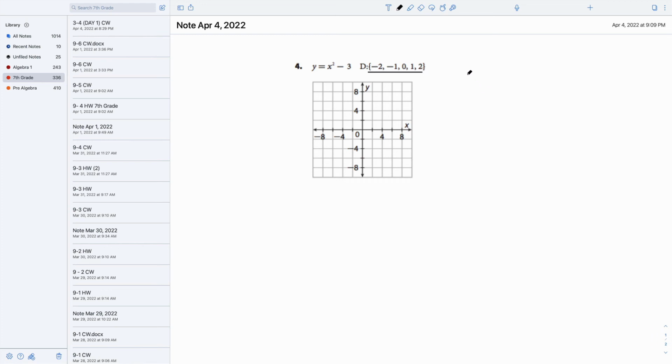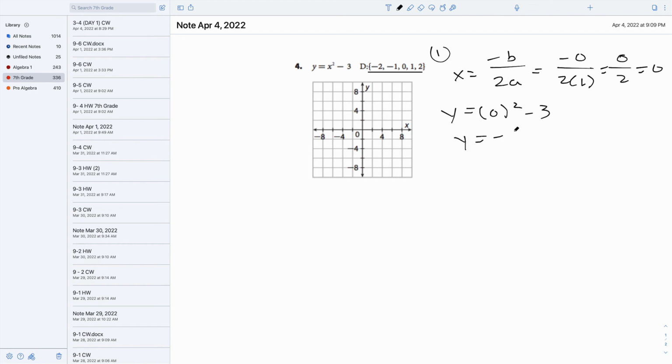And so the first thing we're going to do is find your axis or your vertex, and then your axis of symmetry. So remember, don't be so negative, b over 2a. There's no b values, so it's negative 0 over 2 times 1. That's going to be 0 over 2, which is just 0. So we're going to plug that in, and we get 0 squared minus 3. So our y is negative 3. Your vertex will end up being 0, negative 3. Don't be tricked by these counting by 2's. It's going to go right in the middle.